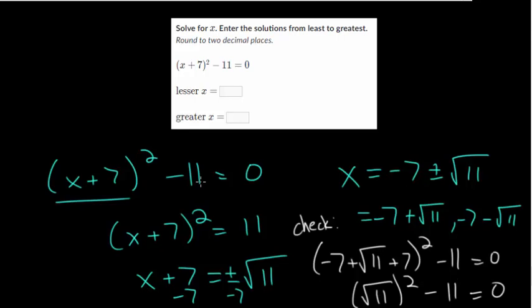And when you check this one, you're going to end up with the same scenario, and that one will work as well. So the lesser one in this case is when you're subtracting that square root of 11. So you have minus 7 minus root 11. And over here you have minus 7 plus root 11, since this will be bigger than this one.